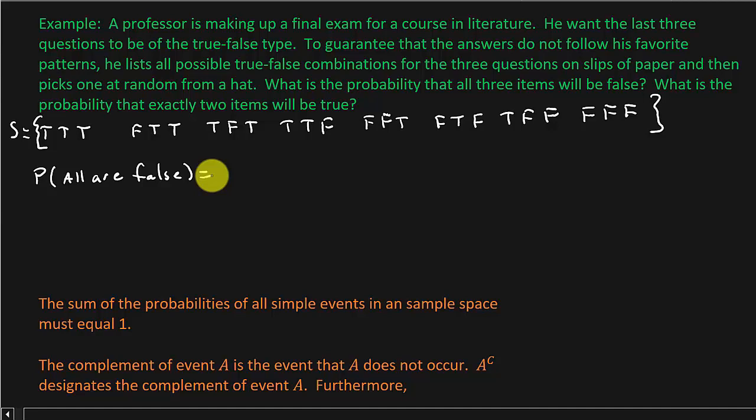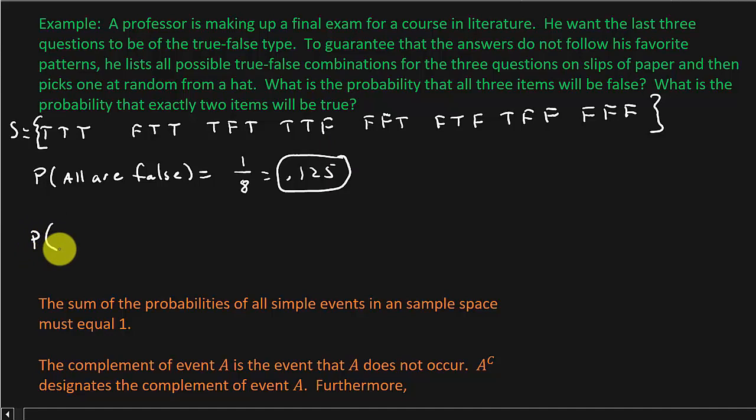Okay, so this is one of the benefits of writing out the sample space. I want all three answers to be false. And you can see this is the only one where all three answers are false. So there's only one option there, and that's divided by the number of possible outcomes, which is 8. So that's 0.125, or a 12.5% chance.